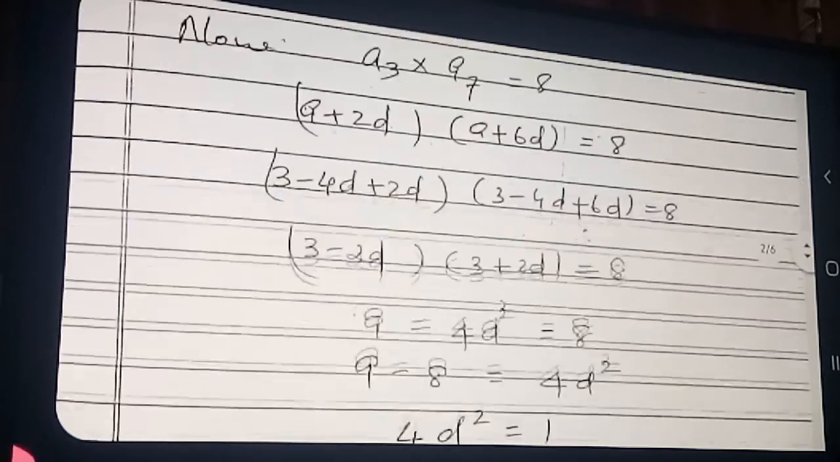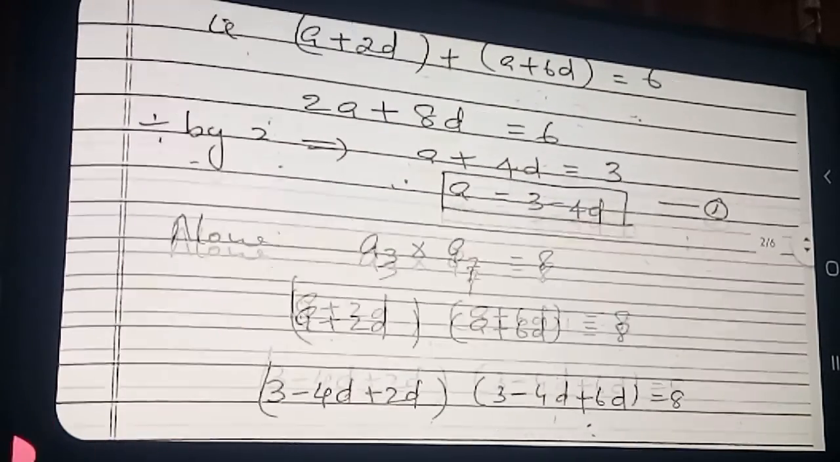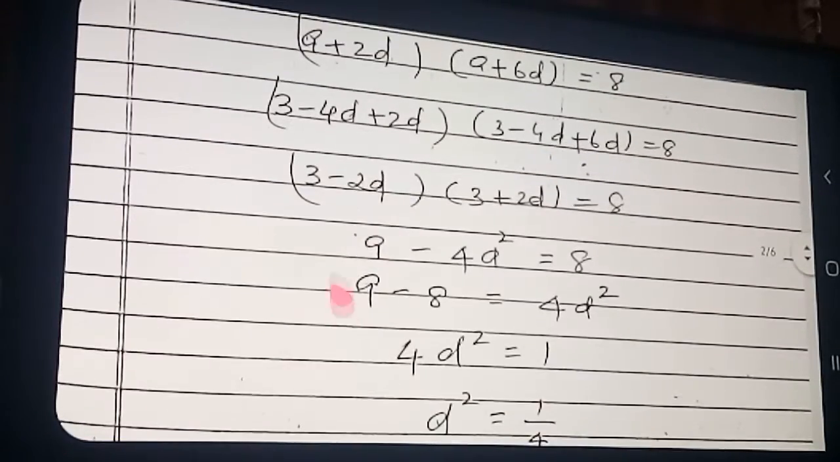So a minus b into a plus b form. So what will you get? a square minus b square. So what is a square? a square means 3 square. I wrote 9, minus 2d the whole square, which I wrote as 4d square, is equal to 8.